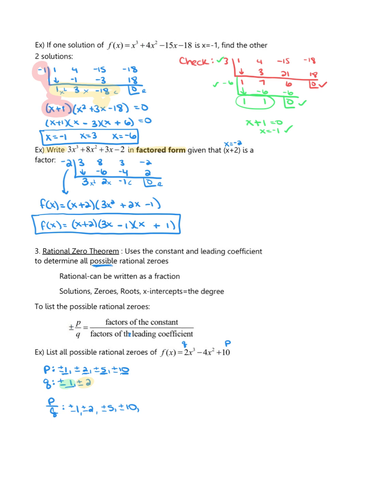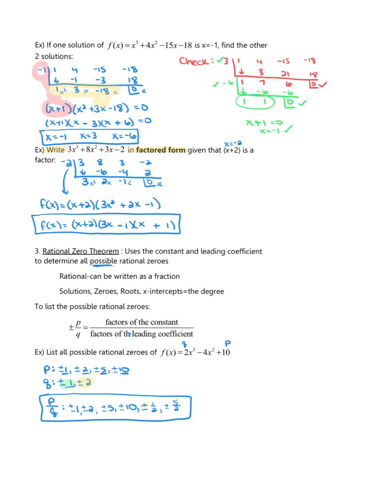So now p over 2. So 1 over 2 is 1/2. 2 over 2 is 1 whole. I already have it, so if you already have one, don't write it again. 5 over 2 is 5/2, and 10 over 2 is 5, and I already have that one. So these are all my possible rational zeros.